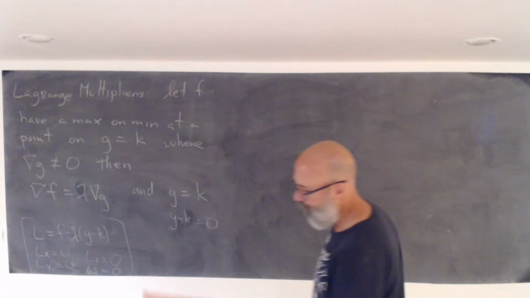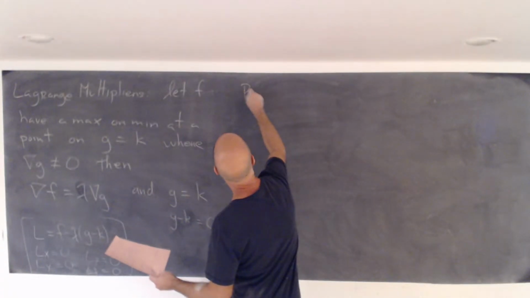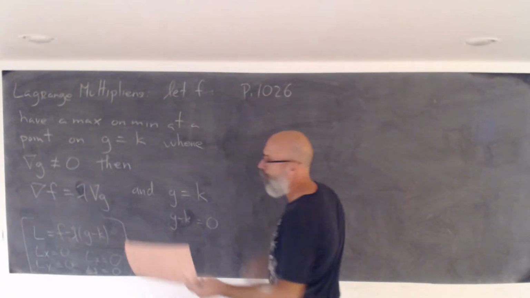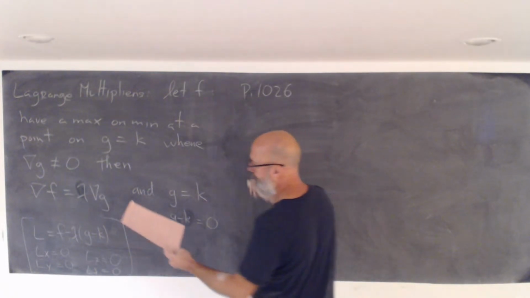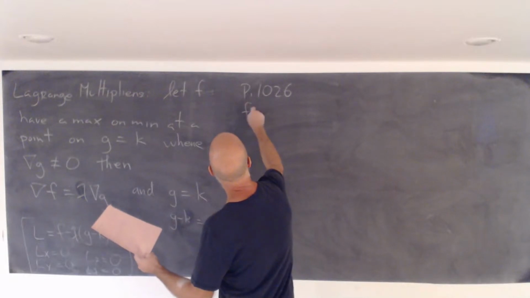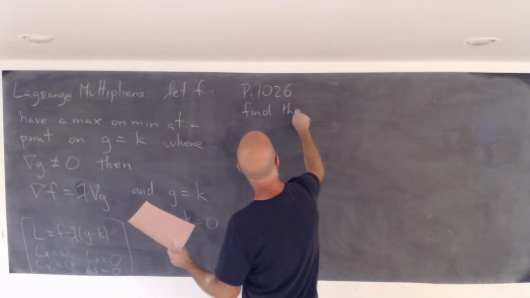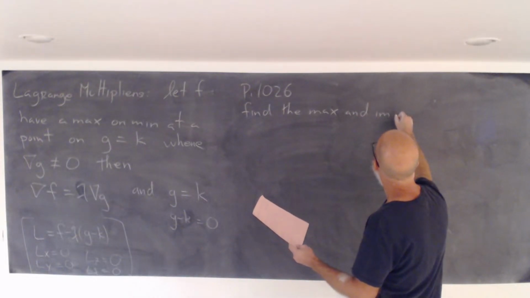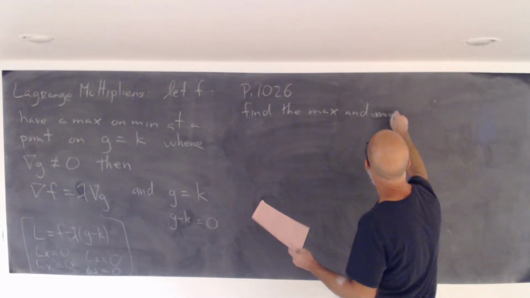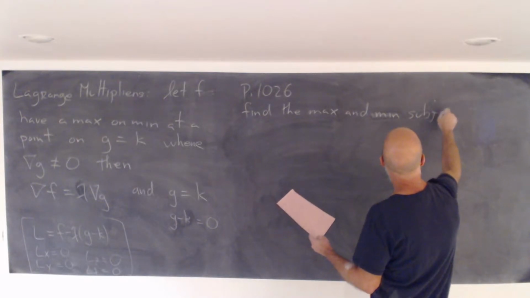Let's take a few examples to clear everything up. We are asked to find the max and min subject to the following constraints.